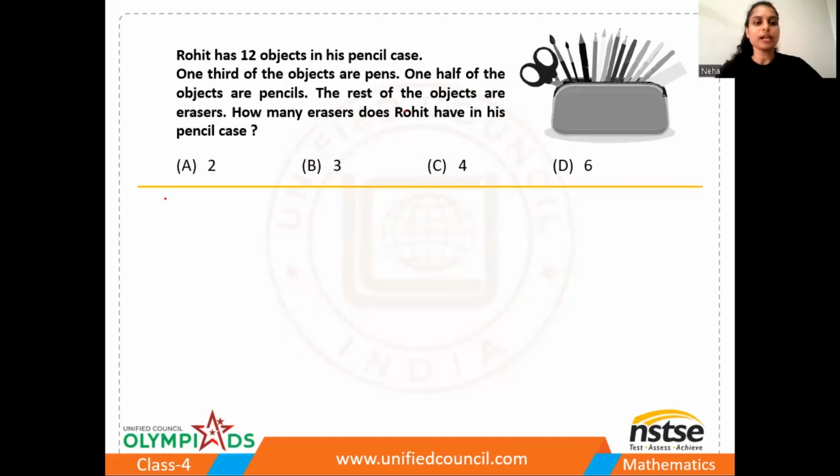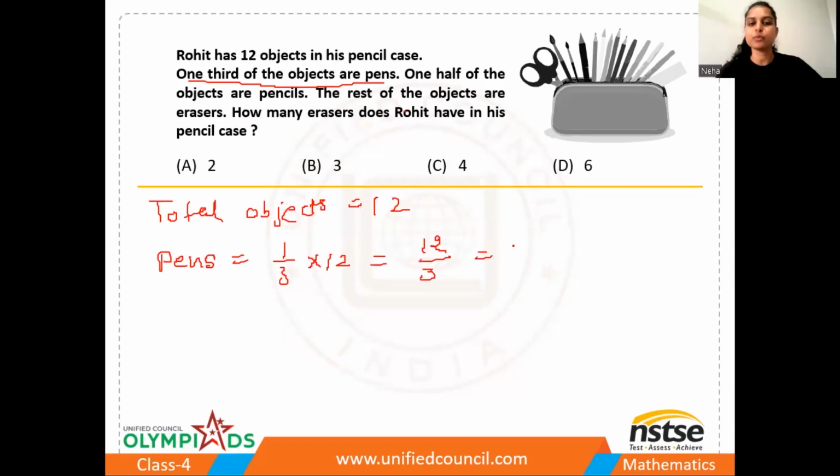Okay, so total objects. How many total objects are there? 12. Correct. Now in the second line it is given that 1/3 of the objects are pens. So how many pens are there? 1/3 of 12. 12 divided by 3 is 4. Correct? 4 pens are there. Then 1/2 of the objects are pencils. So how many pencils are there? 1/2 of 12. 12 divided by 2 is 6. 6 pencils are there.